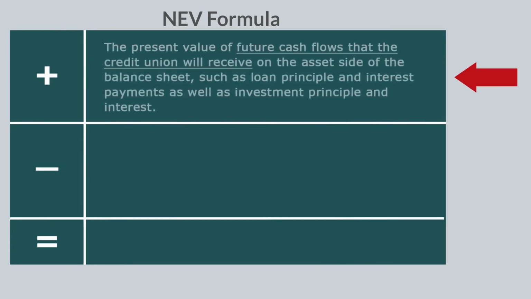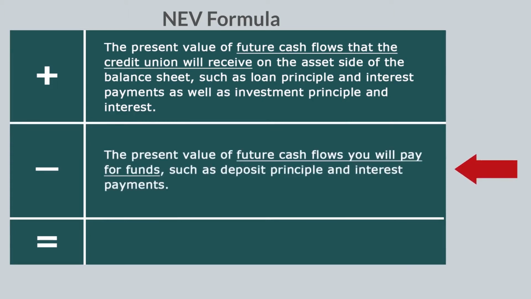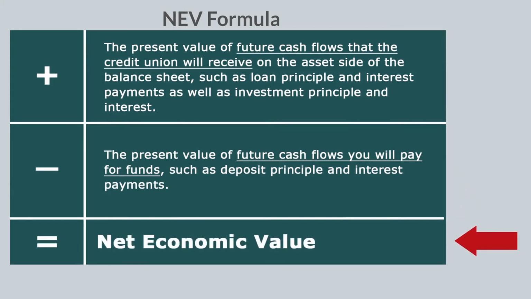First, you take the present value of future cash flows that the credit union will receive on the asset side of the balance sheet, such as loan principal and interest payments, as well as investment principal and interest. You then take the asset value and subtract the present value of future cash flows you will pay for funds, such as deposit principal and interest payments. What you get is the difference of present value of assets less the present value of liabilities, and that's the net economic value.